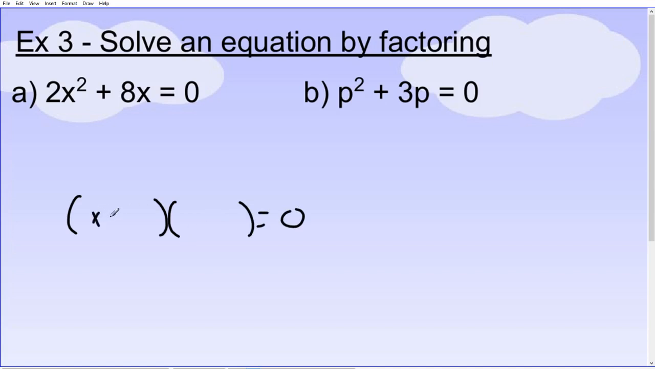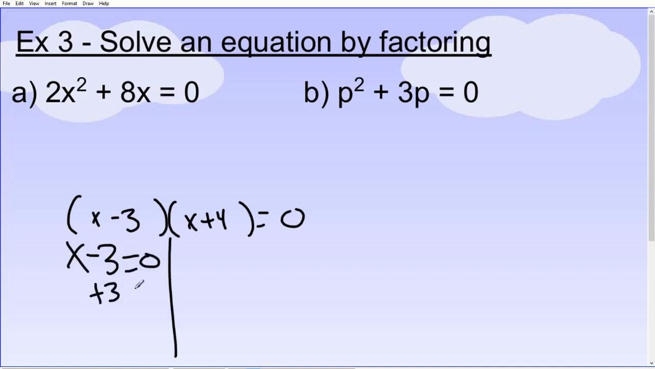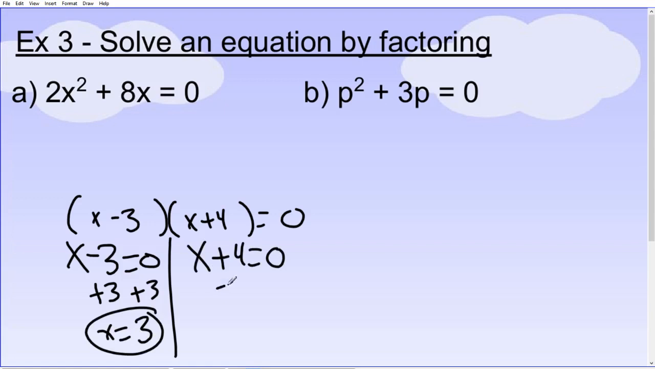So if it was like x minus 3 and x plus 4, what we did is we set this one equal to 0 and solved. Add 3, x equals 3. Or we set this one equal to 0 and solved. Minus 4, x equals negative 4, and we got our solutions.